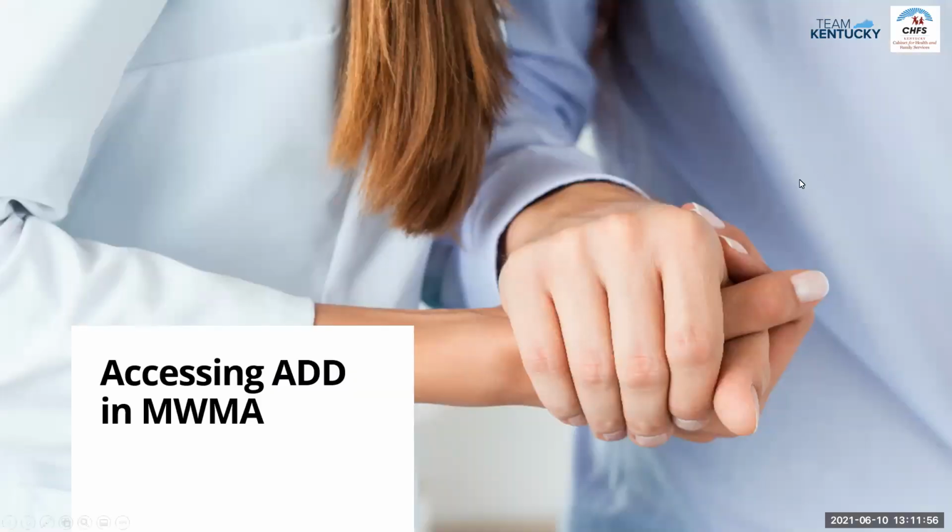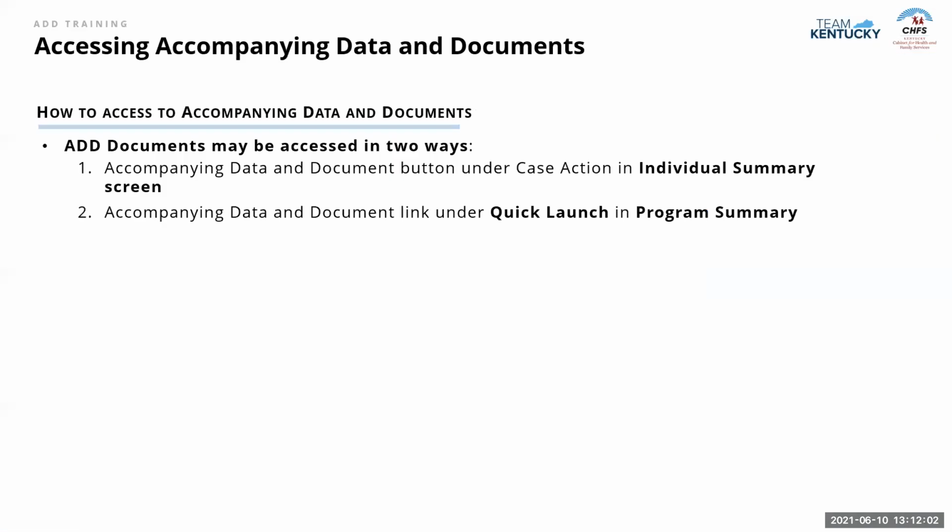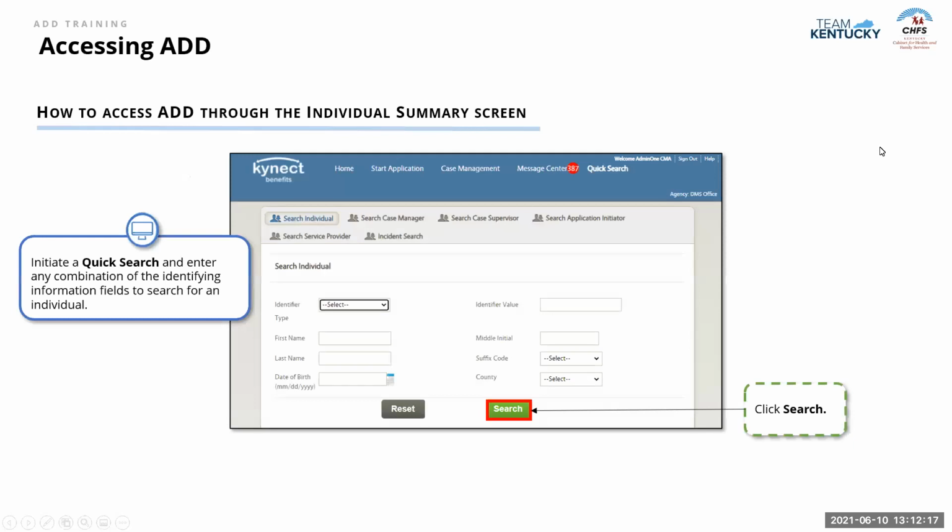With that being said, let's take a look at how you actually go about accessing the accompanying data and documents. There's going to be two main ways that you can access them. One is going to be on the individual summary screen, and one is going to be using the quick launch functionality within MWMA. Let's take a quick look at what those will look like more specifically.